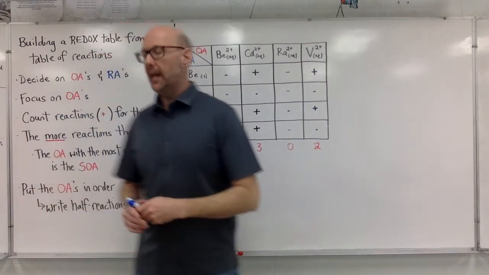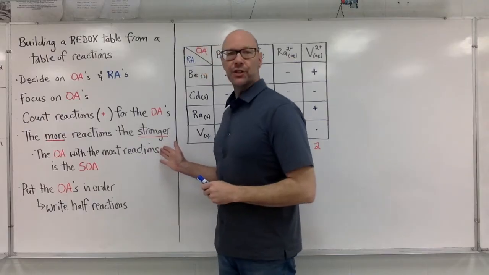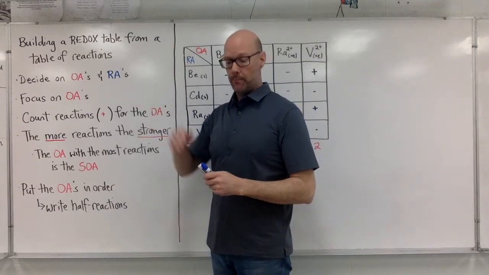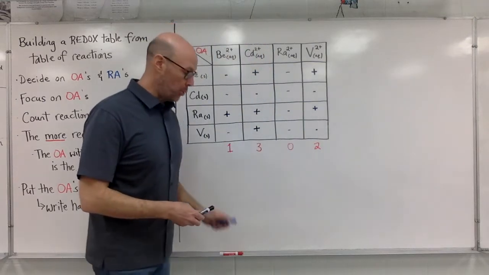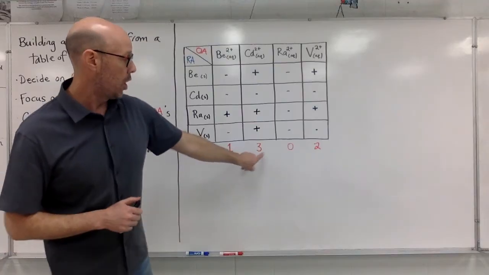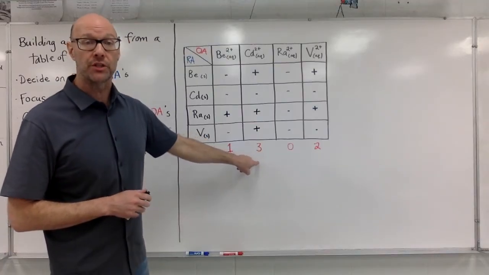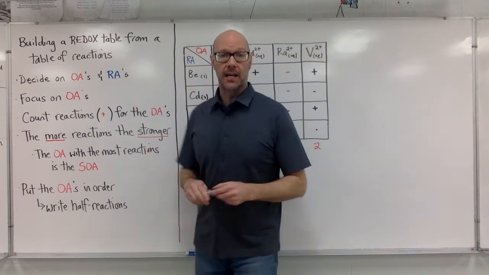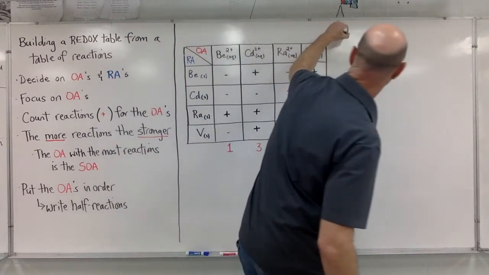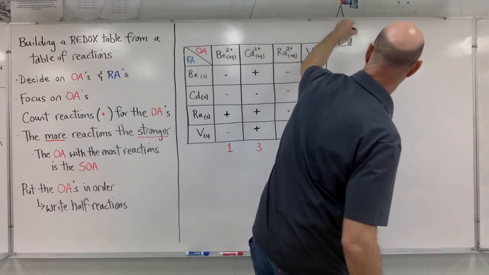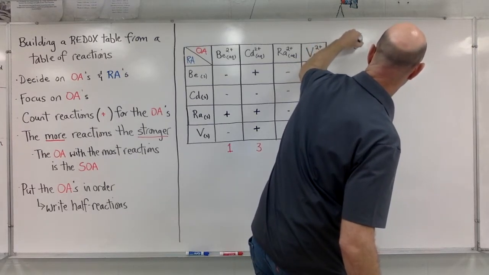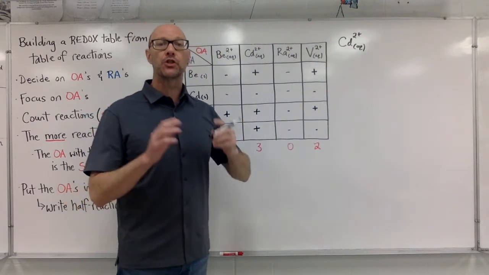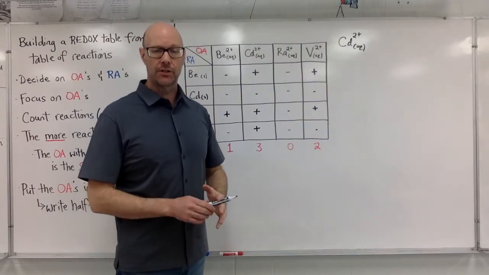The oxidizing agent with the most reactions is the strongest oxidizing agent. It's going to go at the top. The chemical here that had the most reactions, 3 reactions was the most. So the most reactions is the strongest oxidizing agent. So that means that my cadmium 2 plus ions were the strongest oxidizing agent.